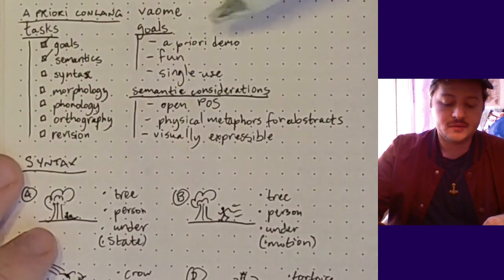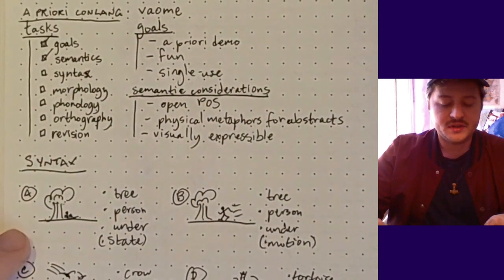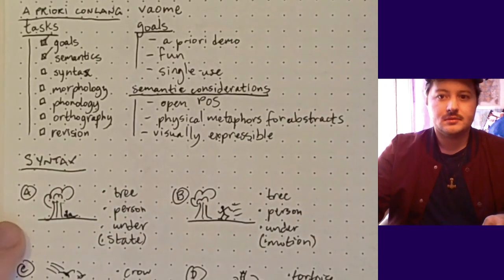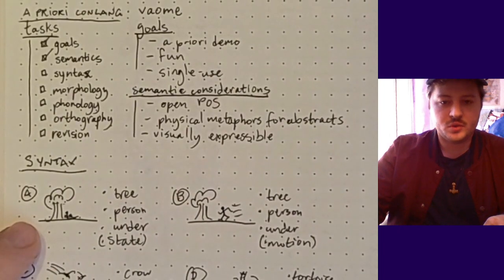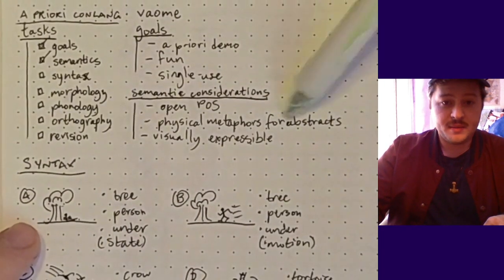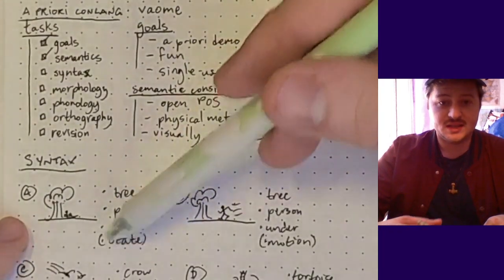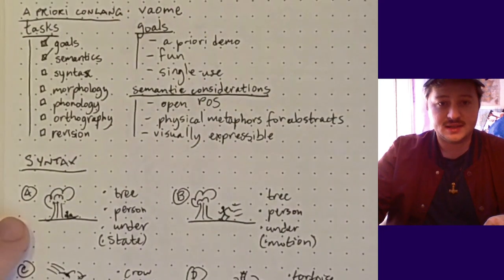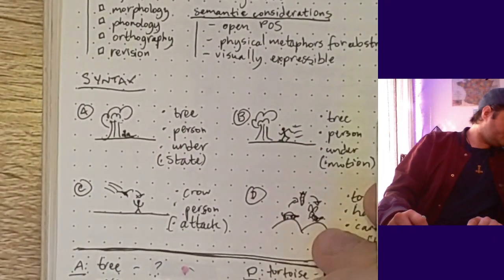Basically, that is the idea. I wanted physical metaphors for abstract. So if you have an abstract idea, I want there to be some kind of physical thing you're connecting it to in some way, where possible. I think there are certain words where it's really difficult to do that, but I did my best to keep to that. And visually expressible, just because I wanted to use these little pictures to explain the syntax. So, goals and semantic considerations. Now we're going to talk about syntax.